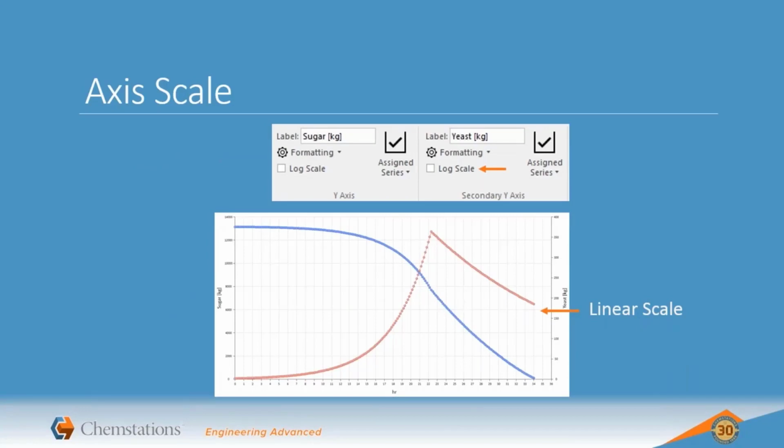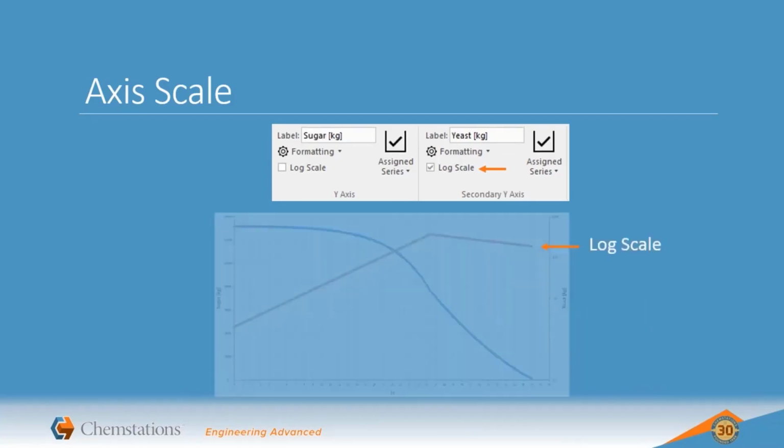Also available for XY charts is the ability to change the scale of any axis from linear to logarithmic by toggling the log scale option.